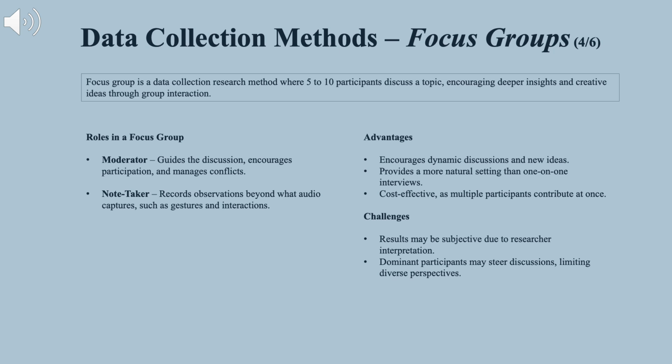Systematic observation improves reliability by using predefined observation schedules, ensuring structured and objective data collection. It allows researchers to gather large amounts of data efficiently, but may lead to superficial results by focusing only on observable events rather than their context.